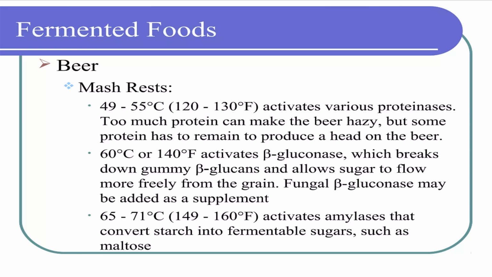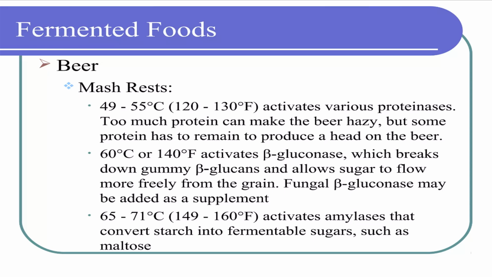Mash rest at 49 to 55 degrees Celsius, generally 120 to 130 degrees Fahrenheit, activates various proteinases. Too much protein can make the beer hazy, but some protein has to remain to produce a head on the beer.